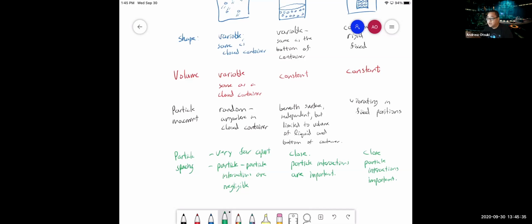Okay, so that is states of matter in a nutshell. We have a little bit more time, so we're just going to keep going until time is up.